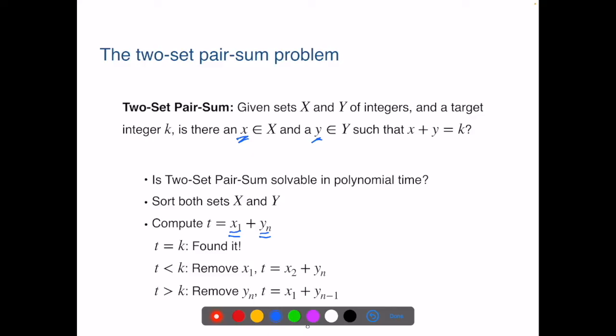If T is less than K, we know X1 is too small, since adding it with the largest number in Y is still less than K. So we need a larger number from X. We can discard X1 and move on and check the sum of X2 and Yn. On the other hand, if T is greater than K, we know Yn is too large, since adding it with the smallest value in X is still too large. We can remove Yn and move on and check the sum of X1 and Yn-1.